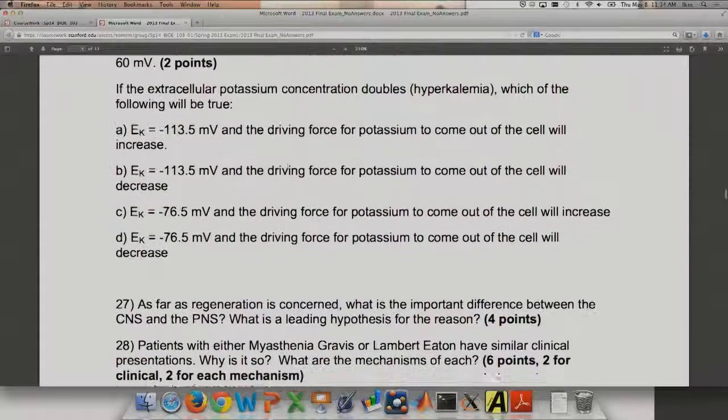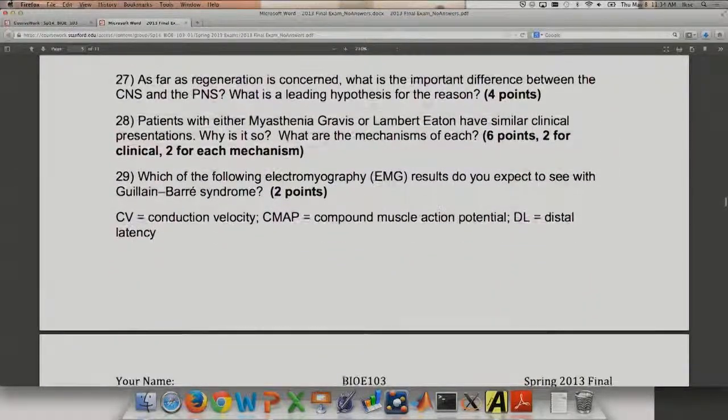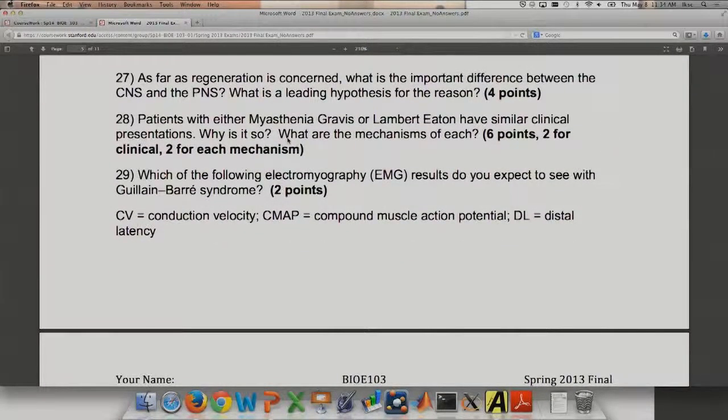Okay. As far as regeneration is concerned, what is the important difference between the CNS and the PNS? What is the leading hypothesis for this reason? Good. CNS does not regenerate, and PNS can regenerate, given certain conditions are met. And why does the CNS not regenerate? What's the theory? True, that might be one of the things, but what is the part of the CNS that prevents the regeneration? Astroglia, good, good. So you guys know all this stuff already.